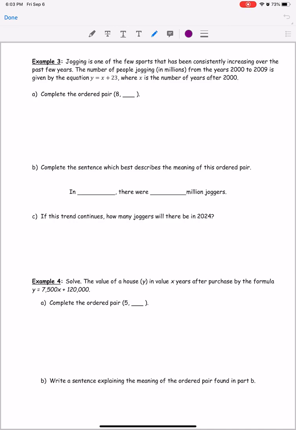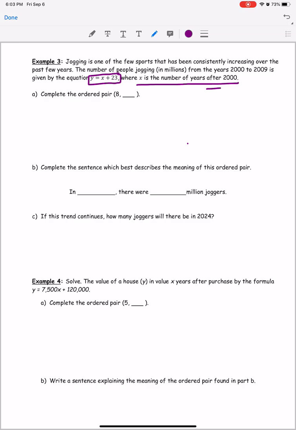It says jogging is one of the few sports that has been consistently increasing over the past few years. The number of people jogging in millions from the years 2000 to 2009 is given by the equation of y equals x plus 23, where x is the number of years after 2000. So complete the ordered pair.